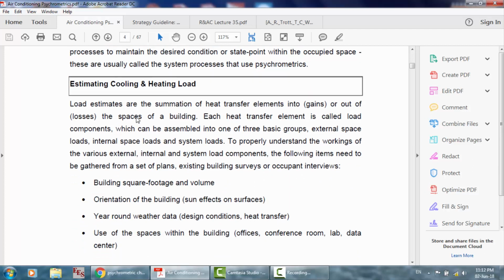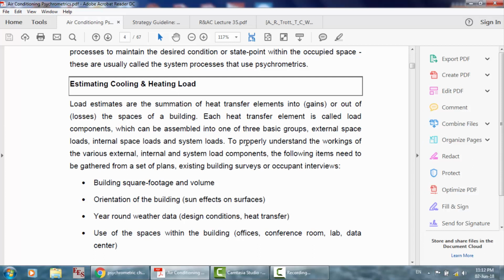So we have here estimating cooling and heating loads. Load estimates are the summation of the heat transfer elements into gains or out of losses out of the spaces of the building. Each heat transfer element is called a load component, which can be assembled into one of three basic groups: external space loads, internal space loads, and system loads.